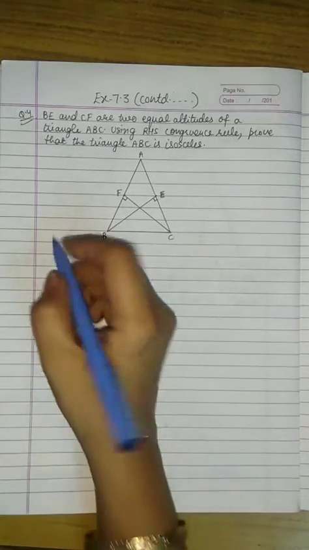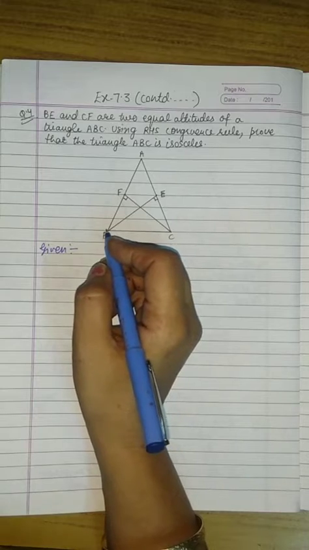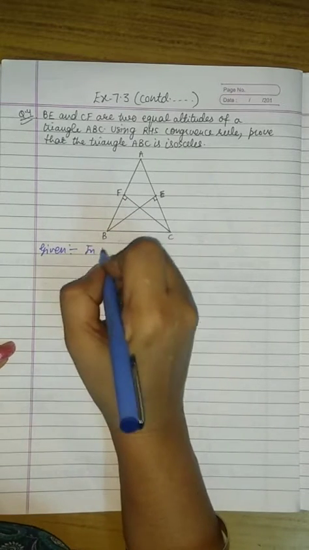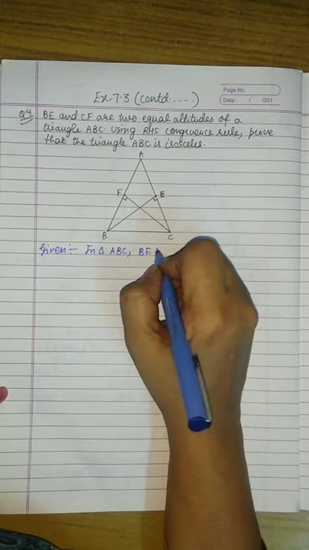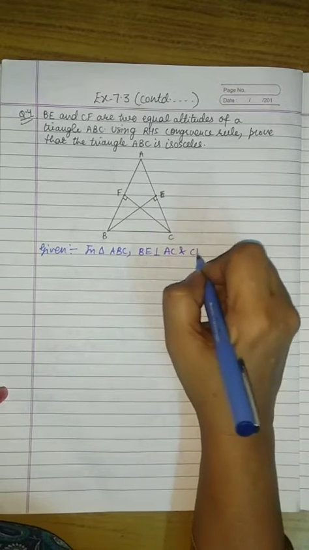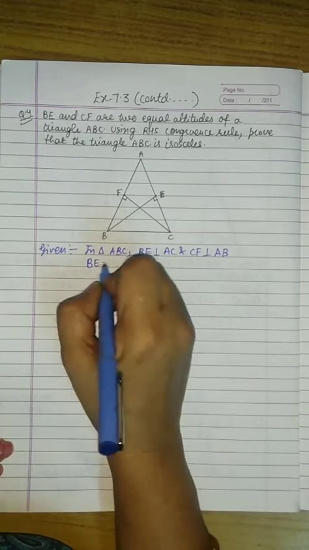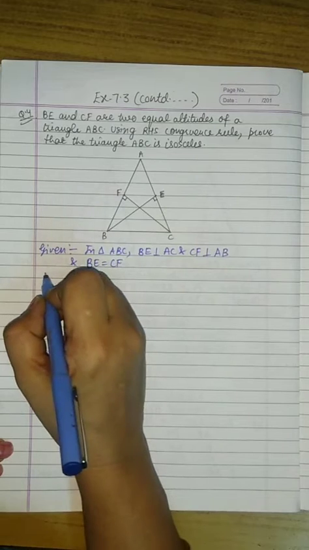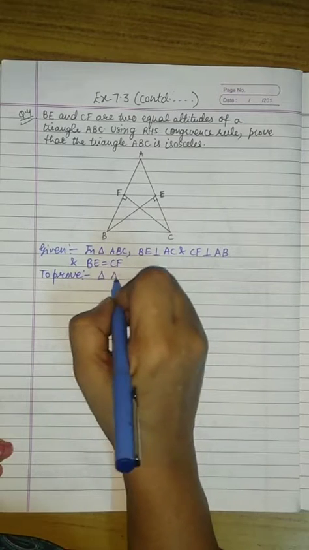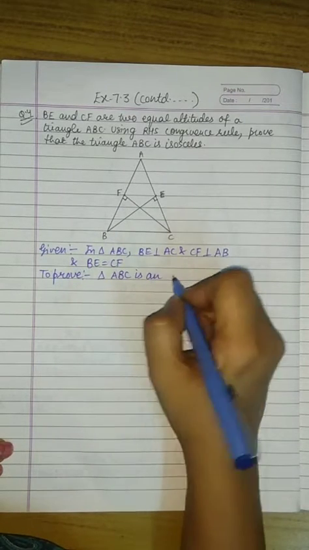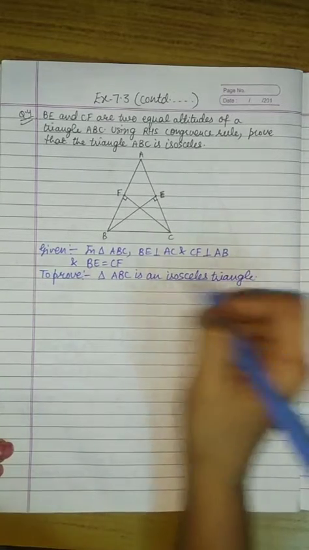So what is given in the question? We are given in this question that in triangle ABC, BE is perpendicular on AC and CF is perpendicular on AB and BE is equal to CF also. So what we have to prove is that triangle ABC is an isosceles triangle. So let's start the proof.